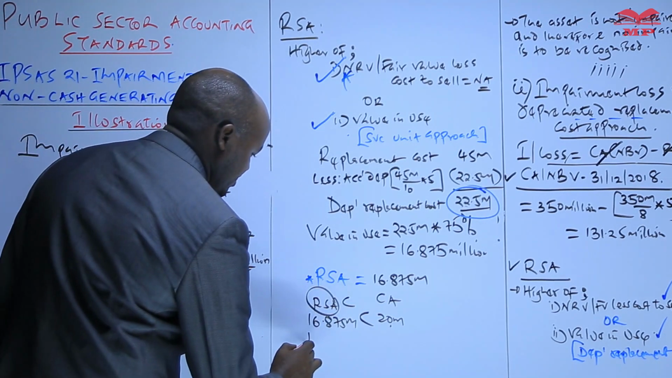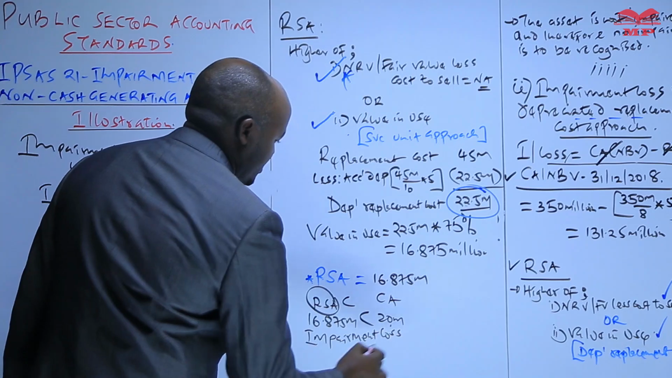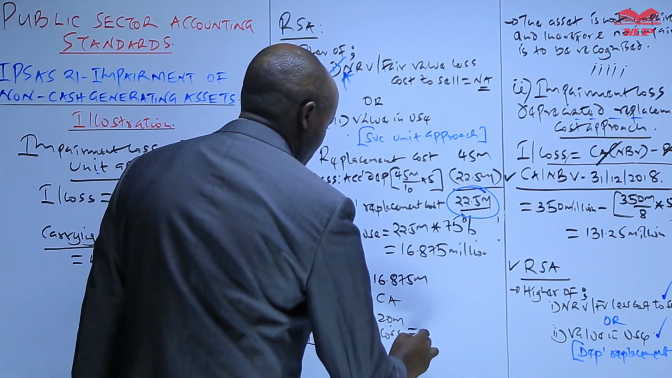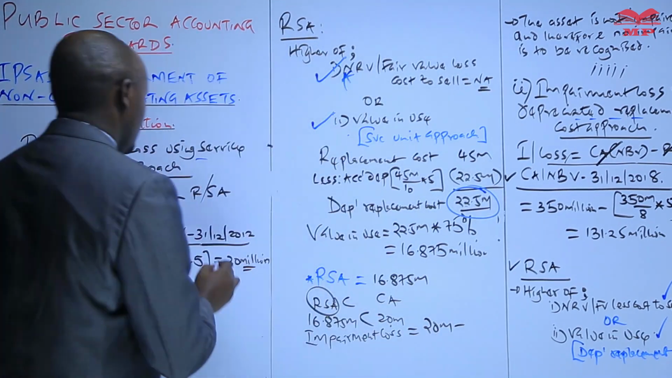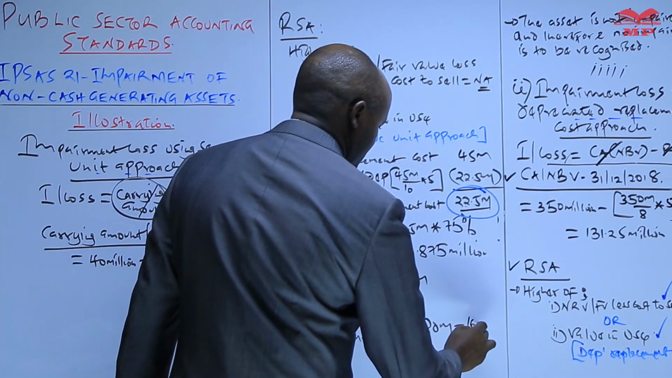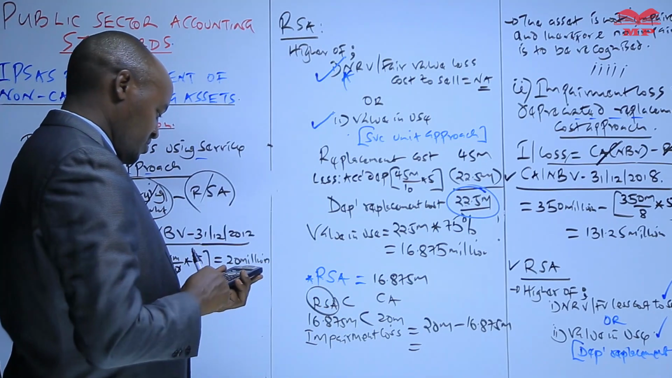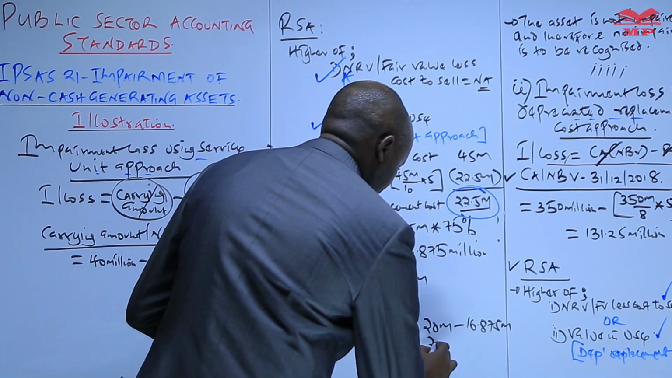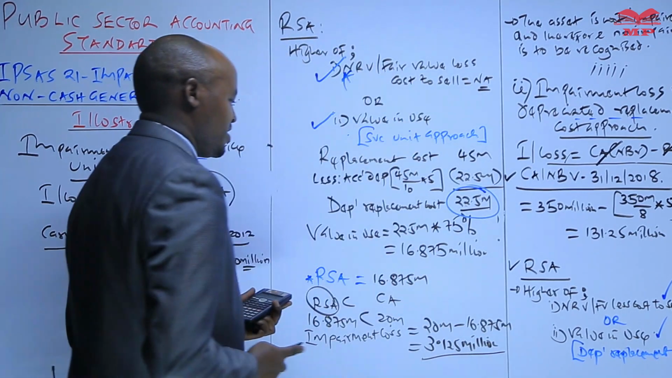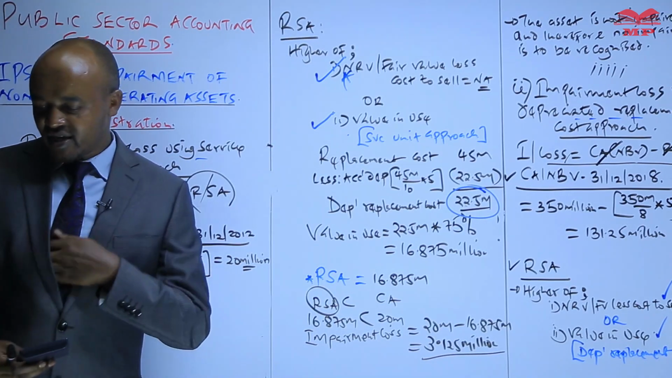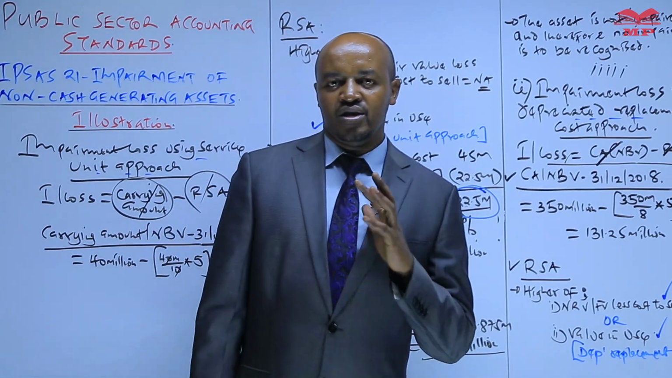If that is the case, then finally we need to determine the impairment loss, because this particular asset is impaired. The recoverable service amount is less than the carrying amount. So the impairment loss will be equal to the carrying amount, which is 20 million, minus the recoverable service amount, which is 16.875 million. The difference here is 3.125 million. And that is the impairment loss.